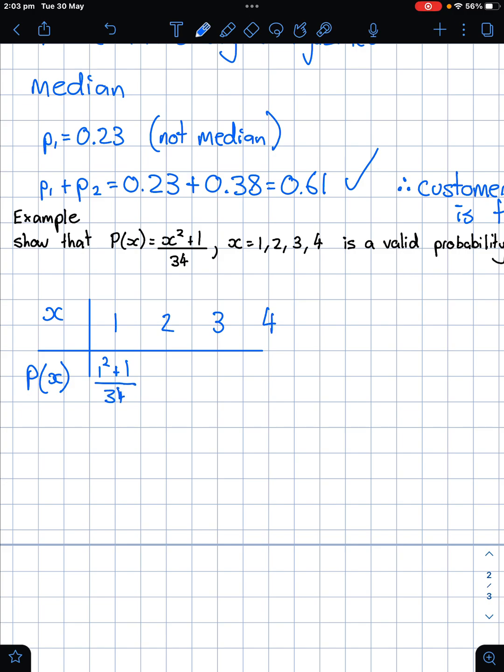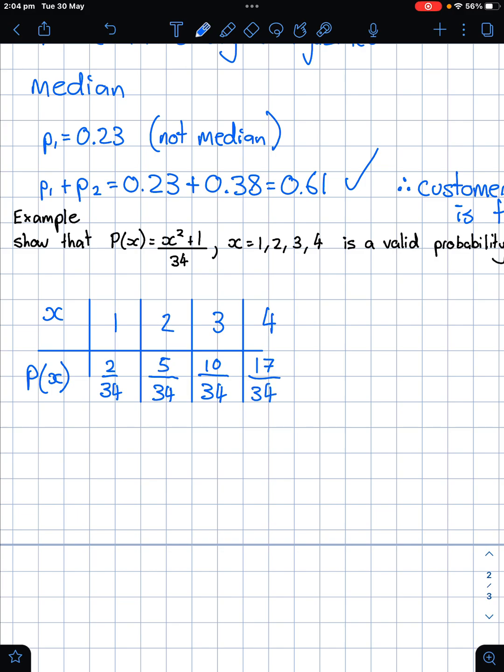Now, I'm just going to actually answer these and talk you through them. So 1 squared is 1 plus 1, so we've got 2 over 34 here. Our next one is 2 squared, which is 4 plus 1, so we've got 5 over 34. Our next one is 3: 3 squared is 9 plus 1 is 10 over 34. And our last one is 4 squared, which is 16 plus 1 is 17 over 34.